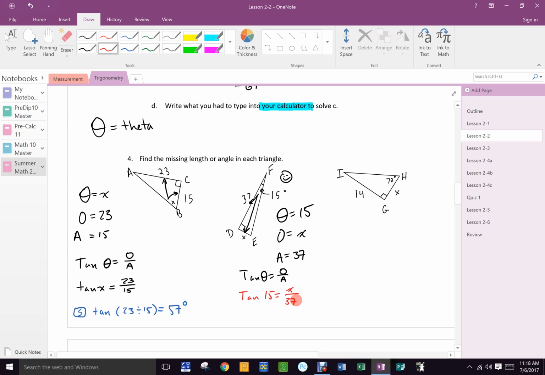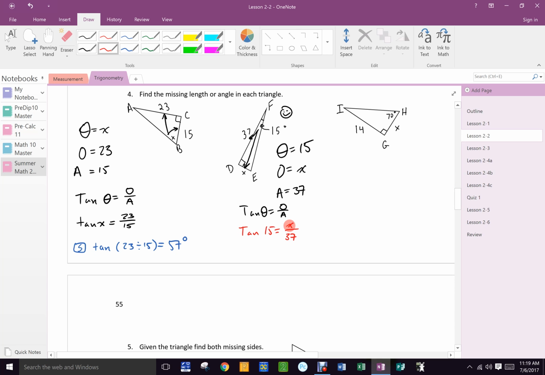Tan 15, we know is just a number, don't we? But do we know it off by heart? What knows the number for tan 15? Your calculator. So this, and I have a variable here, don't I? What's my job every time I have a variable? Get it by itself. How do I get rid of divided by 37? Multiply. So this must be 37 times tan 15 equals x.